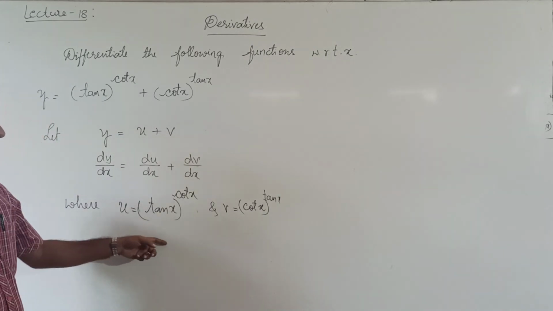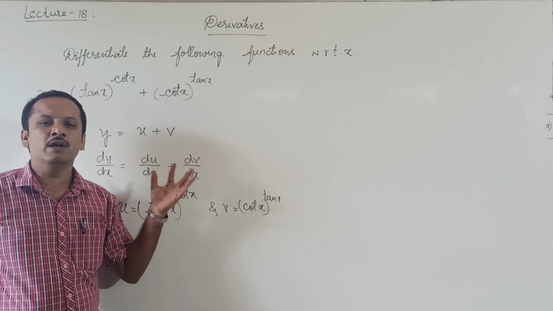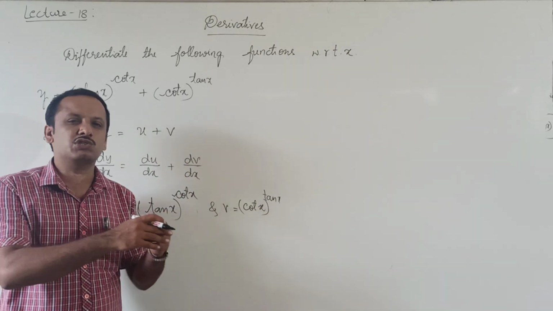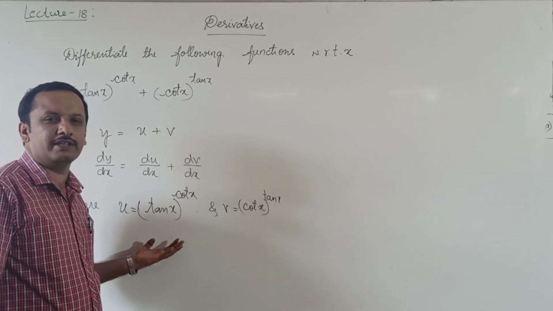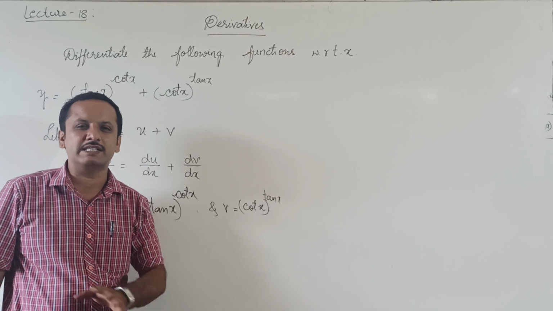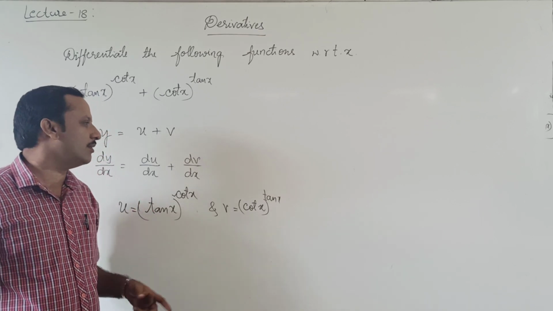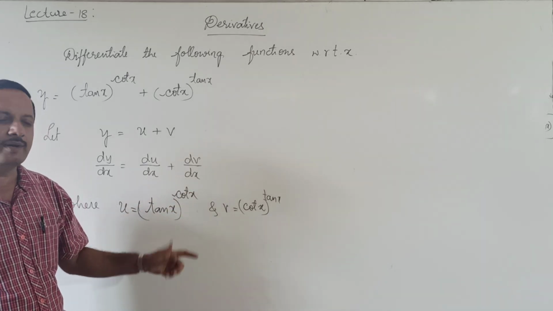Okay? U is equal to tan x power cot x and v is equal to cot x to the power tan x. So now you treat these two as two separate problems, and you know how to differentiate this, right? Taking log and then differentiating, you know. Similarly, you know how to differentiate this and differentiate it separately. And in the last step, when you add, because dy by dx we want, which can be written as du by dx plus dv by dx.